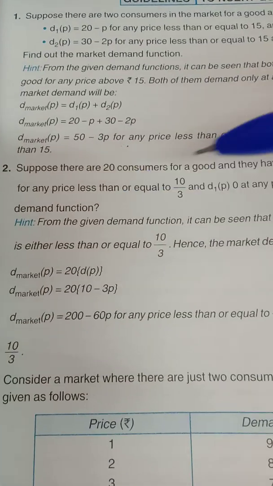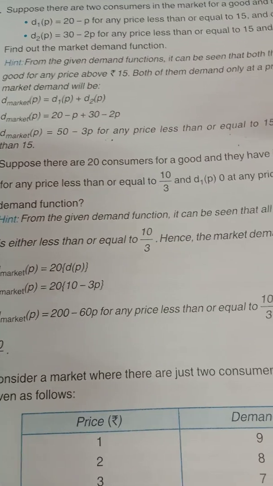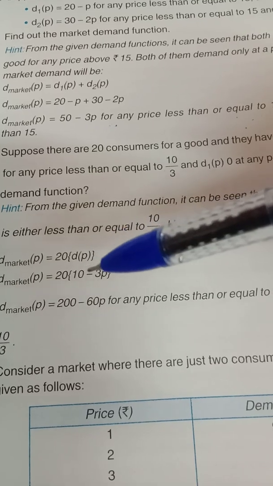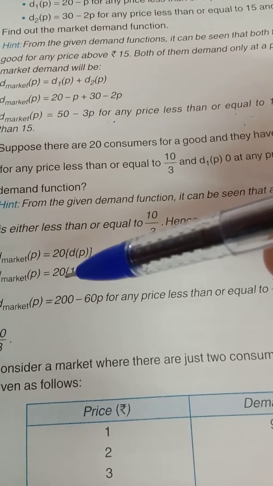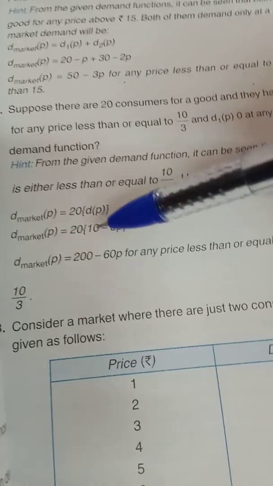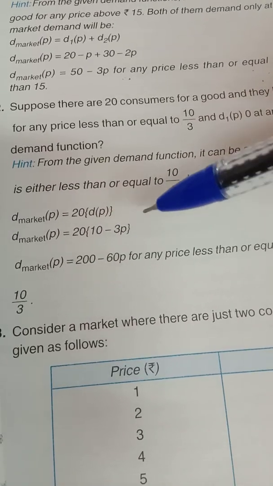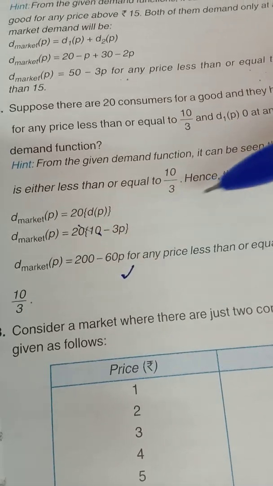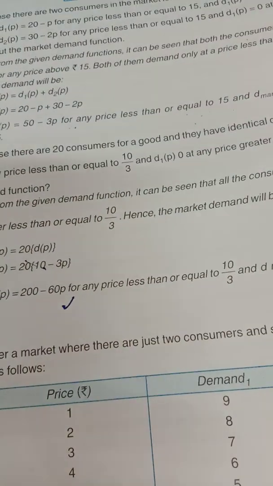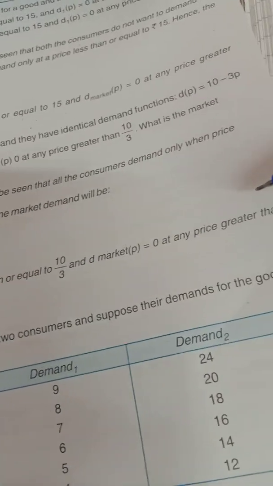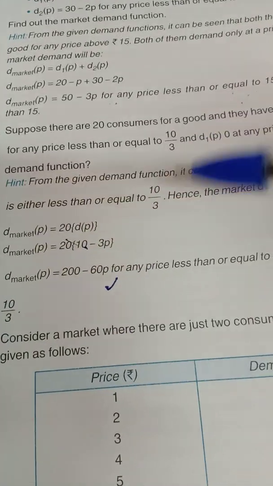What is the market demand function over there? Now here there are 20 consumers, all having the identical demand function, that is 10 minus 3p. So D of p is equal to 10 minus 3p multiplied by 20, because all the 20 consumers have the same identical function. In the case of market demand, you have to add up 10 minus 3p 20 times, or you have to multiply like this. So here the market demand is 200 minus 60p. This is the market demand for any price less than or equal to 10 by 3, and the market demand will be 0 if the price is greater than 10 by 3. So this is the market function which you have to make.